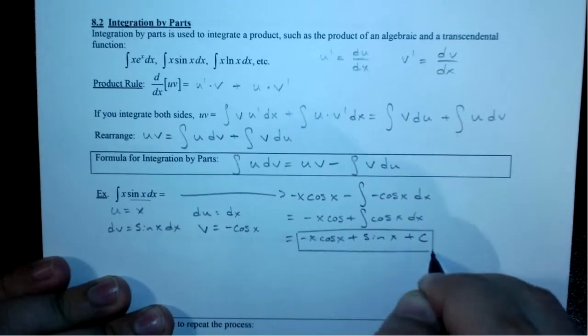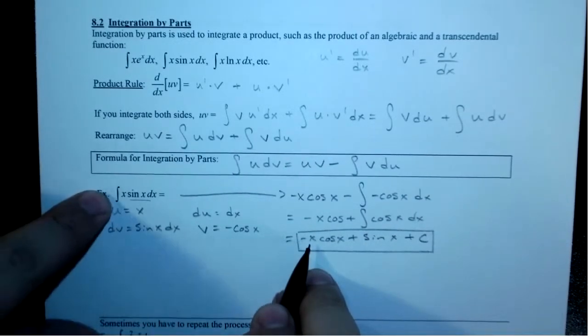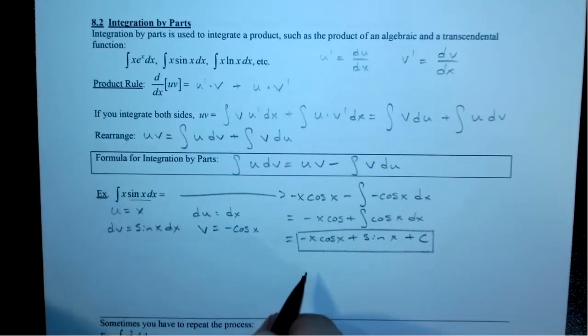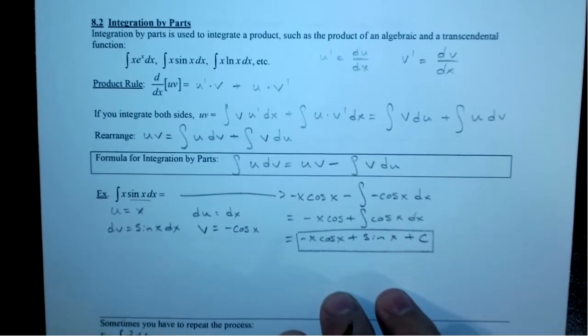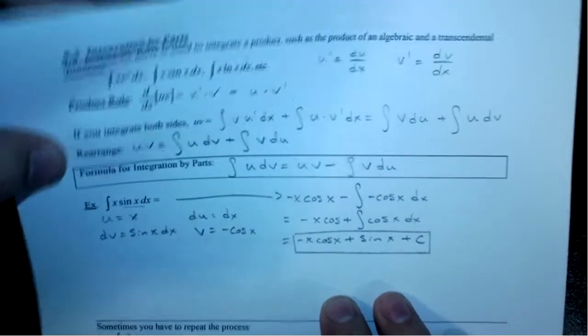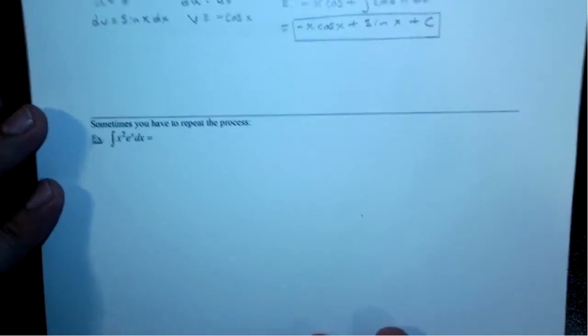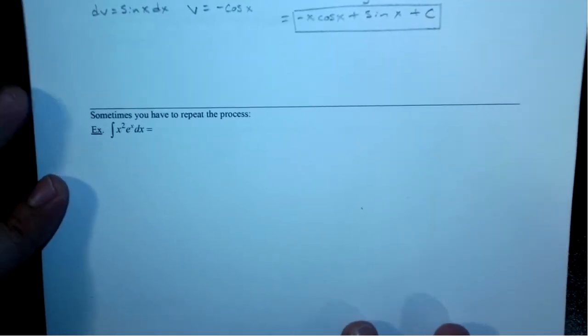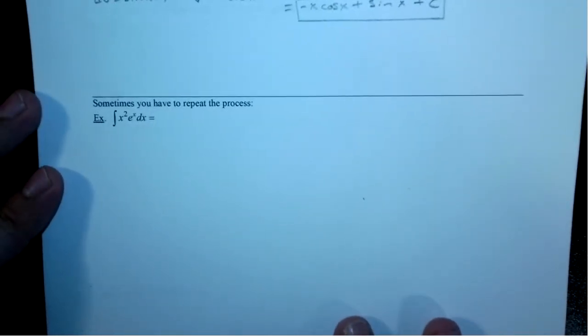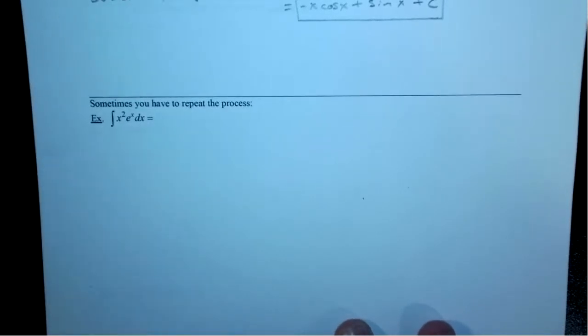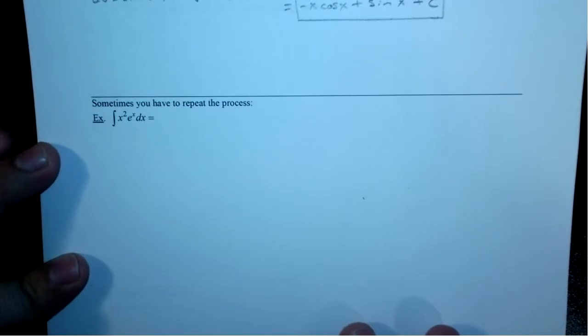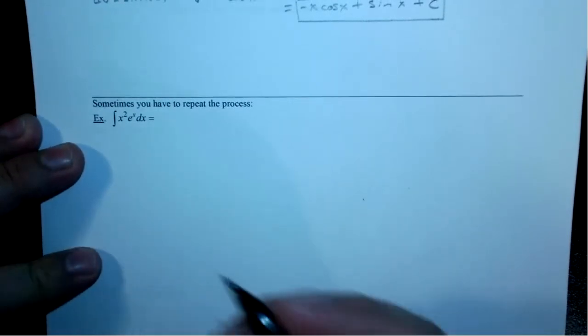Okay, and this would be the integral of x sine of x with respect to x. So this is where we left off yesterday. So today we're going to pick up with this example. It says sometimes you have to repeat the process. In other words, you're going to have to do your integration by parts more than once.